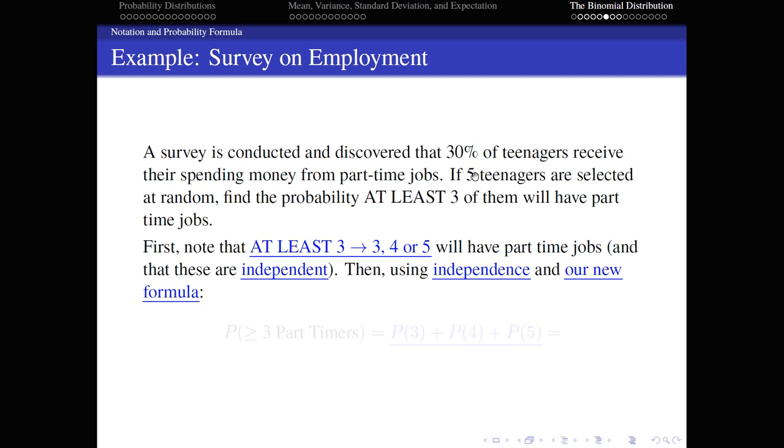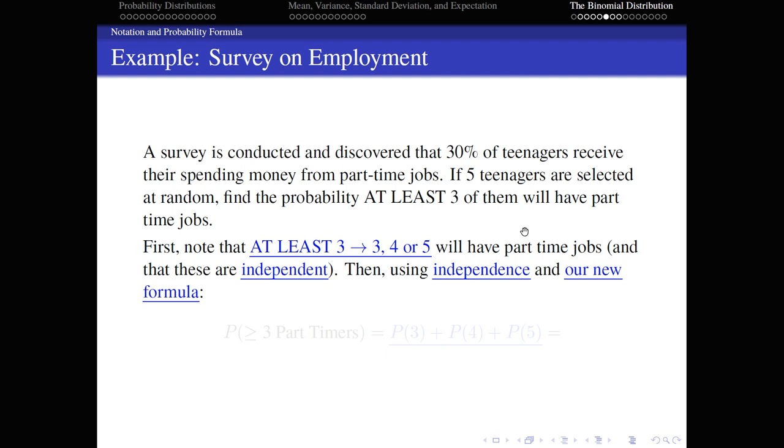Looking at these values, again, we've got 5 teenagers that are selected. This is going to be our sample size. We've got 30% of teenagers receive spending money from part-time jobs, so this 30% is going to be the probability for any single teenager, and then we're going to have to calculate q from this. Go on and give this problem a shot if you haven't already. Pause and see what you can do.